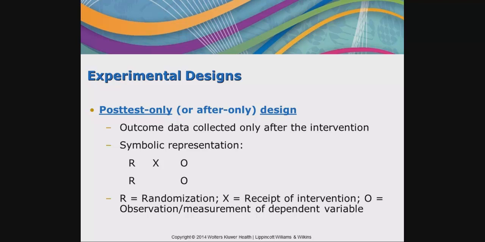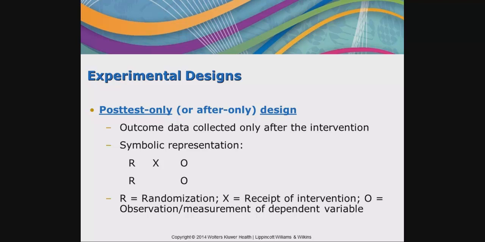But the X is a representative of the intervention. It's what the cause is. The O is the observation or the measurement of the effect or the dependent variable. So when you have a post-test only design, each subject, remember, has an equal chance of being assigned.